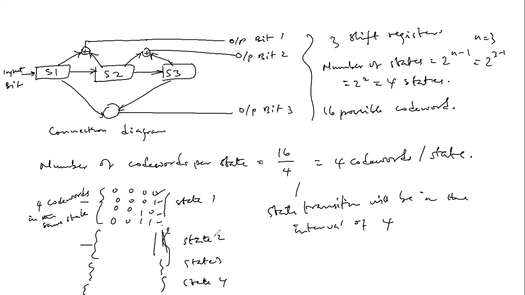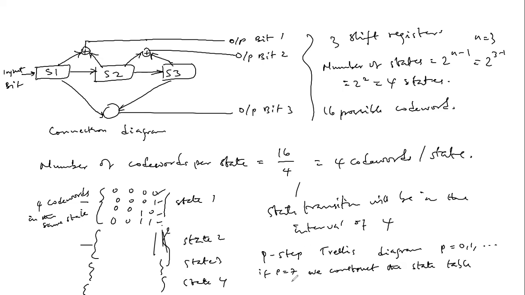And then, if we now consider a P-step Trellis diagram, so that P is the same as 0, 1 all the way, then if, for instance, P is equal to 7, then we can construct the state table of the 7-step Trellis diagram that will be able to detect and correct some possible code words.